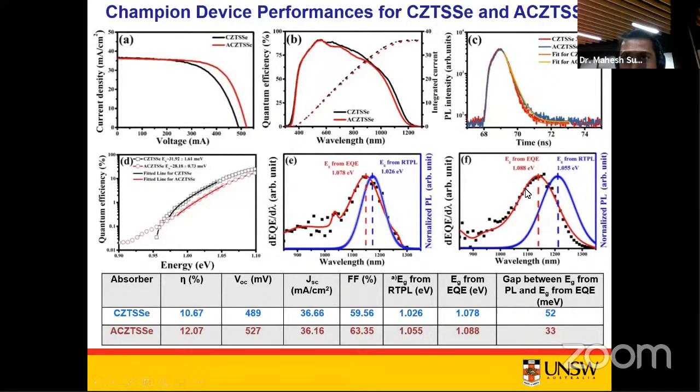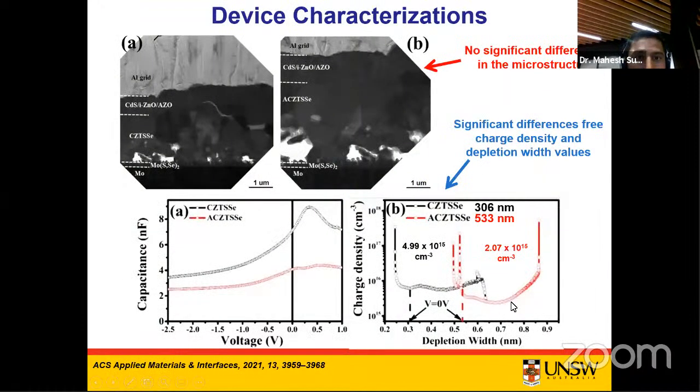So the band gap energy difference between the band gap measured from EQE and the PL is about 52 milli electron volt in the case of the CZTSSe and about 33 milli electron volt for the silver alloyed CZTSSe, indicating reduced band tail characteristics by introducing silver in the kesterite system.